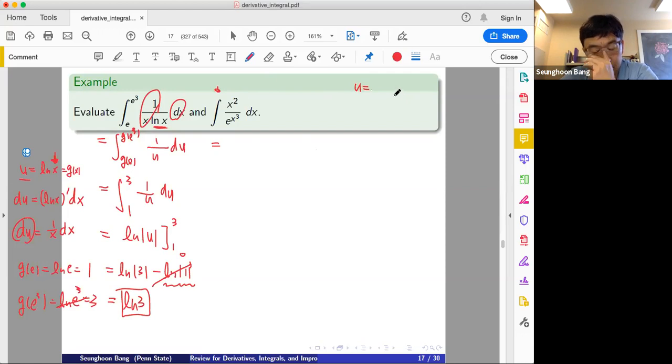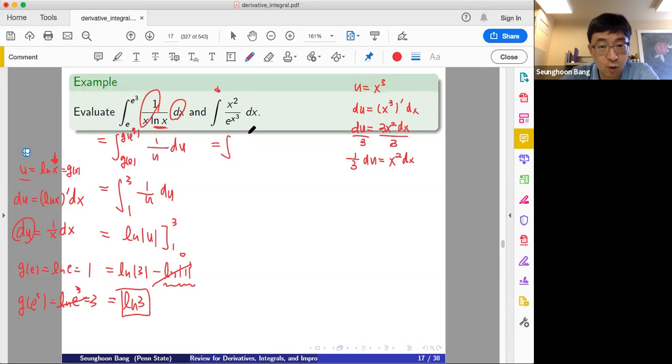u is, yep, x cubed, you're right. Find du. du is the derivative of x cubed, which is 3x squared dx. Next, divide by 3, so we have 1/3 du equals x squared dx. So this is the same as the integral of e to the negative u, and x squared dx is 1/3 du.